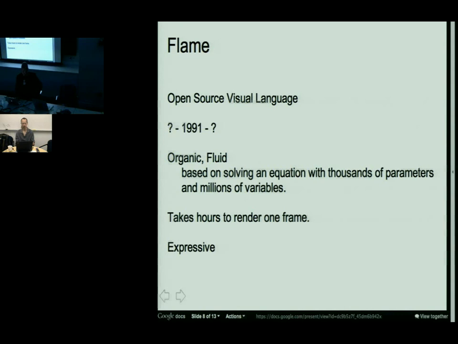The Flame algorithm produces images that are organic and fluid. It's the basis for the Electric Sheep and the basis for the artwork I have in the show here.